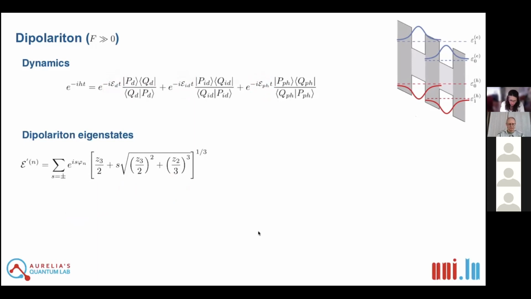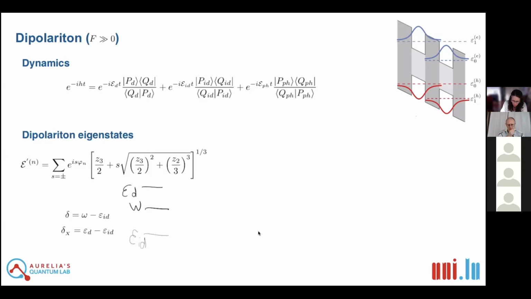So let's look at how these look. Now we have two kinds of detuning, right? In the sense that we would have, let's say this is the indirect exciton energy, and then we have the photons, and then we have the direct ones.